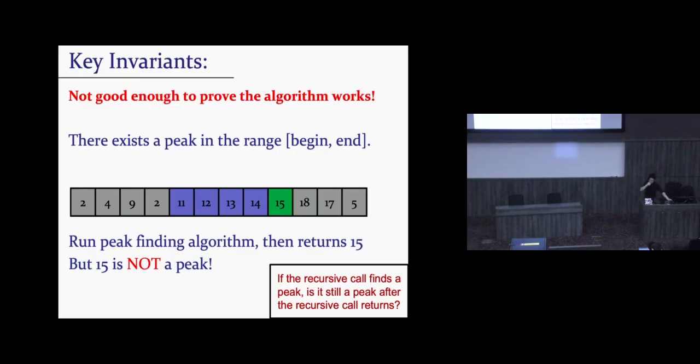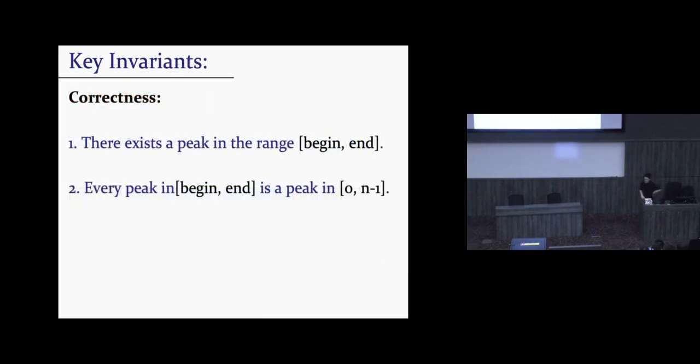Think of it this way. We need to ask ourselves the question: if the recursive call finds a peak, is it still a peak after the recursive call returns, right? We need to be sure that when the recursive call solves the problem and gives us an answer, it actually is a solution, right? So it's a very subtle difference. I know it's bordering on pedantry, but basically the idea is the following.